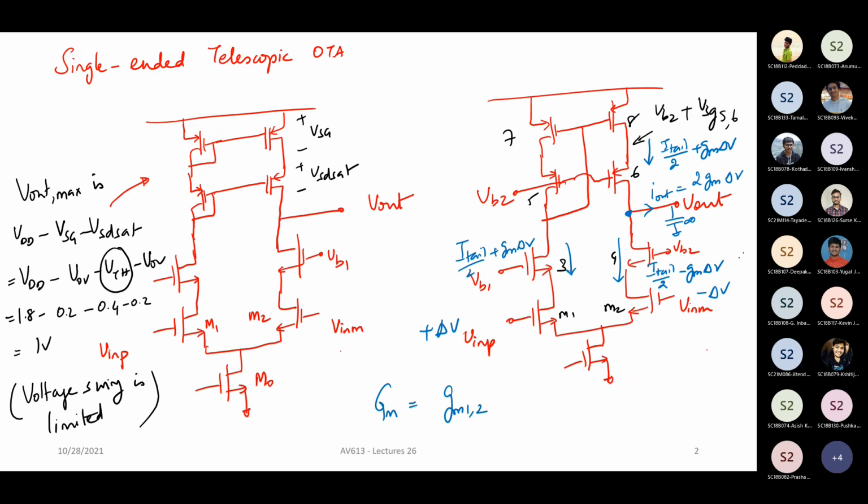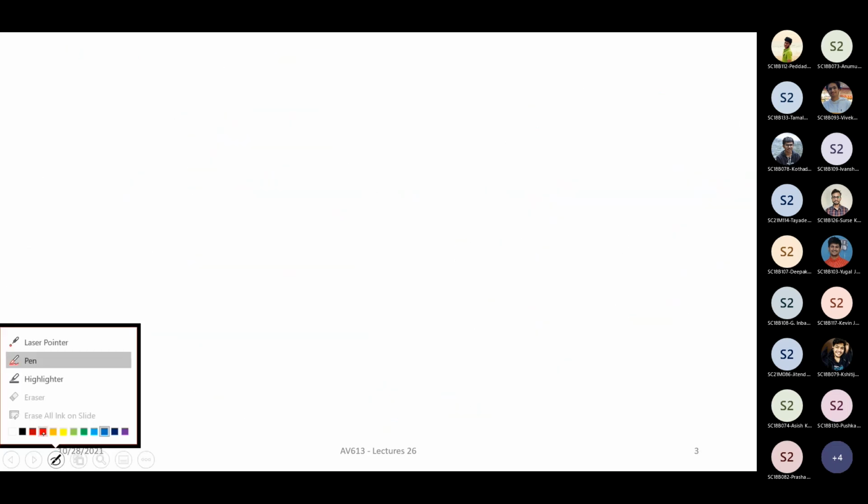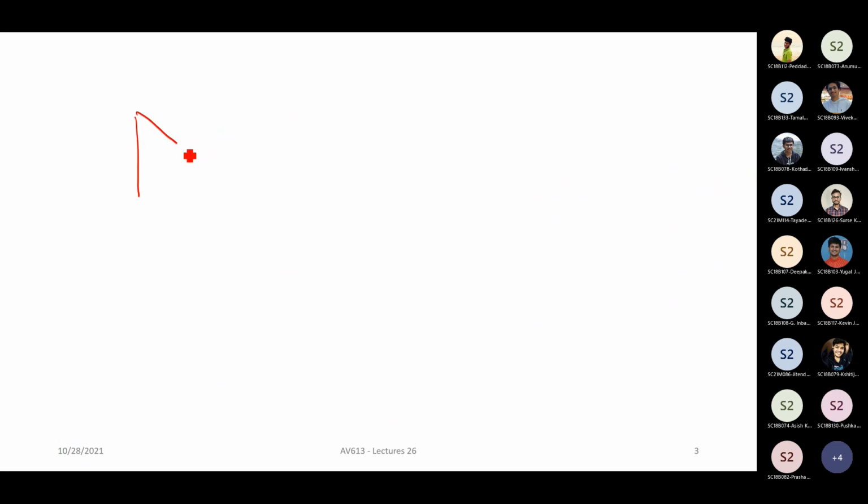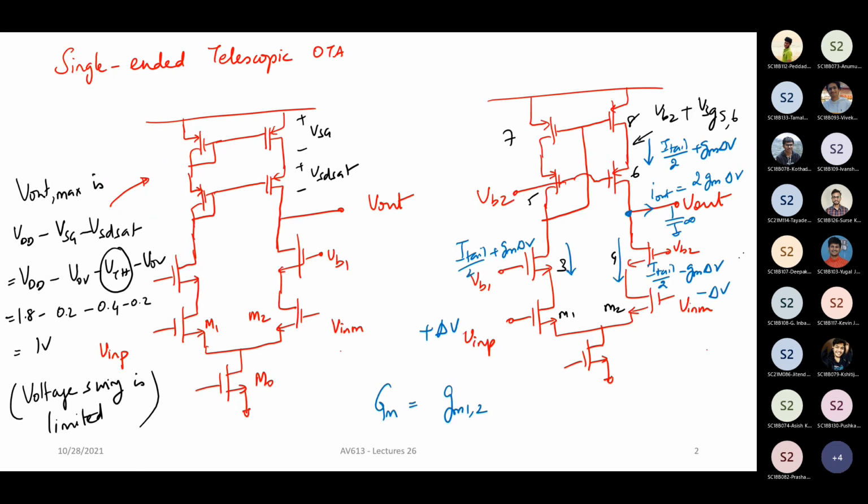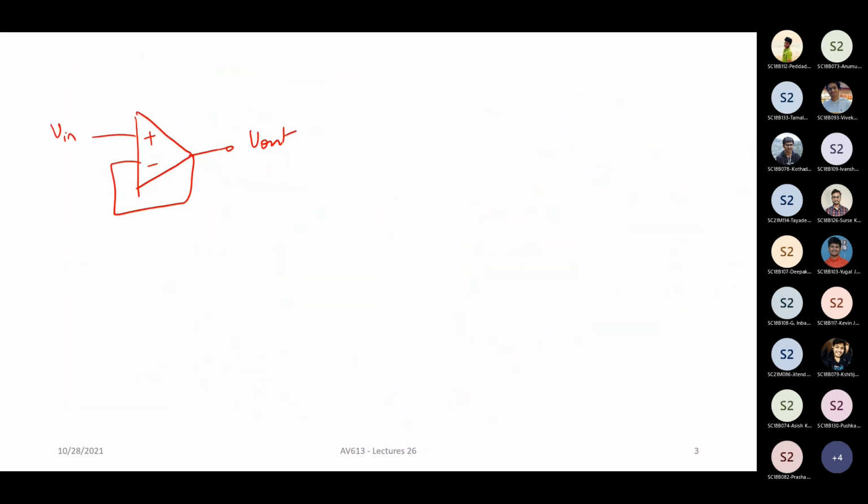All right. Now, there is one important thing that we do. Let us say you take this op amp and you put it in unity gain feedback. If you take this op amp and you put it in unity gain feedback, what will happen? I mean, it will work. Let's say you can also have some capacitance CL here.